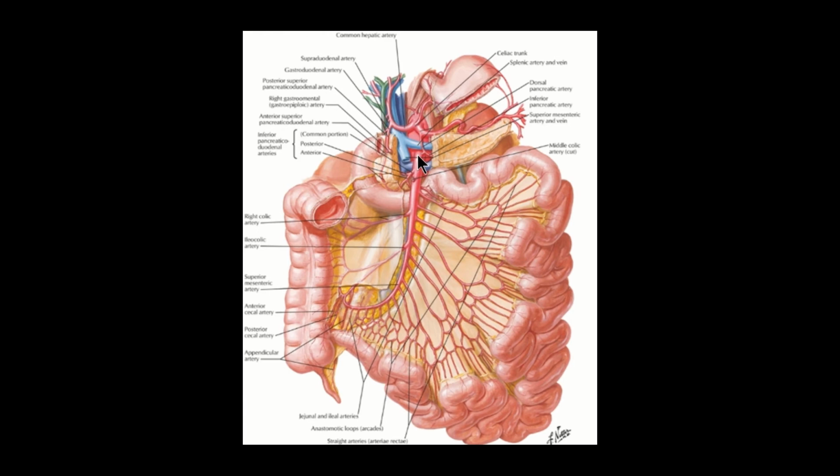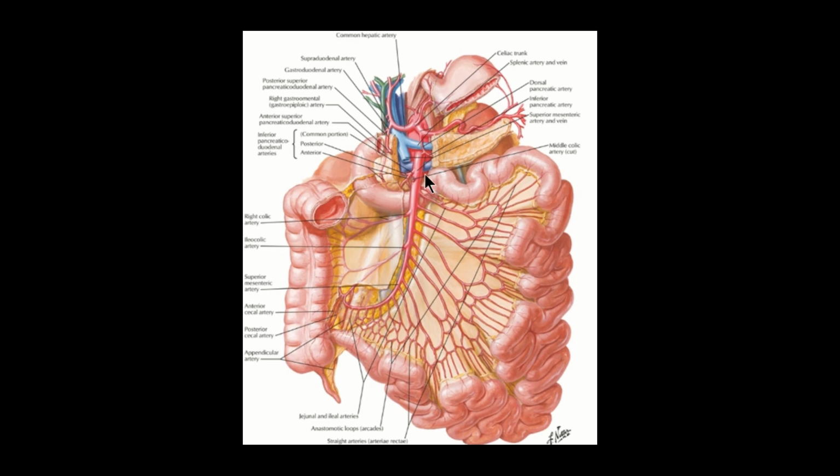Now, the first branch which is given off from the superior mesenteric artery is the pancreaticoduodenal artery. We can see that very nicely over here, and you can see that it is in a position to supply blood to the head of the pancreas over here and to the duodenum. The pancreaticoduodenal artery anastomoses with the pancreaticoduodenal branch coming off from the celiac trunk as well.